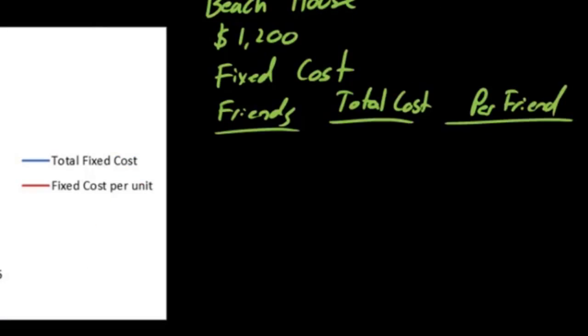To see that more clearly, let's look at this table right here. Let's say that the number of friends that we invite, and let's look at the total cost and the per unit cost, or per friend. If we want to go to the beach by ourselves, it would be basically one person. The total cost of this beach house is 1200, and the per person cost would also be $1,200 since it's just one person.